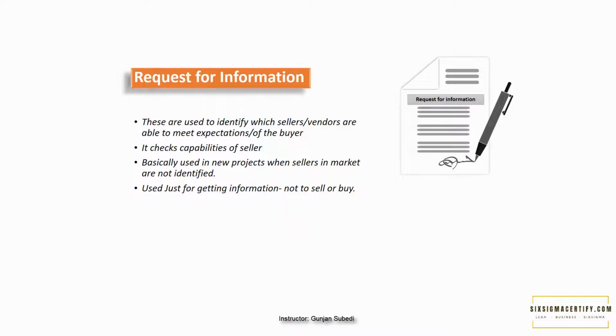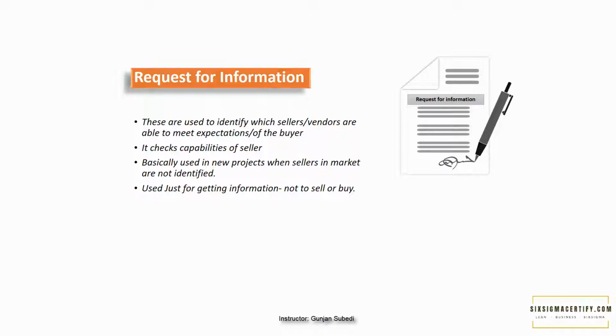Request for information. These are used to identify which sellers or vendors are able to meet the expectations of the buyer. It checks the capabilities of the seller. These documents are basically used in new projects when the sellers in the market are not identified. Now, one thing of prime concern is this document can be used just for getting the information, not to sell or buy.